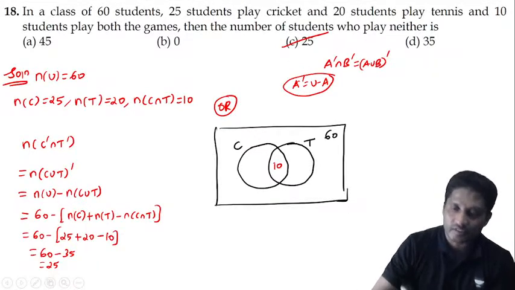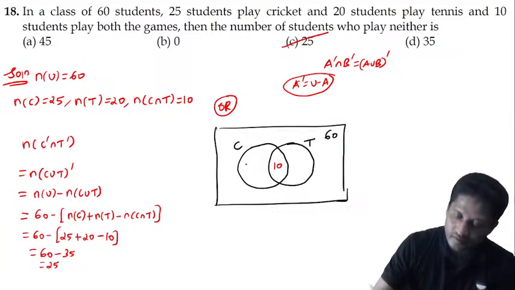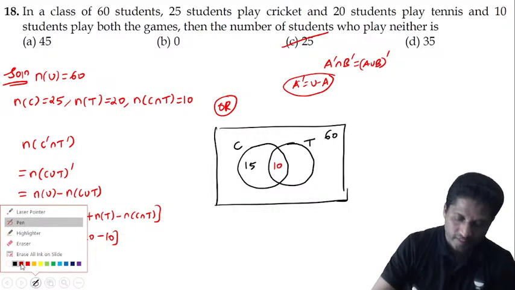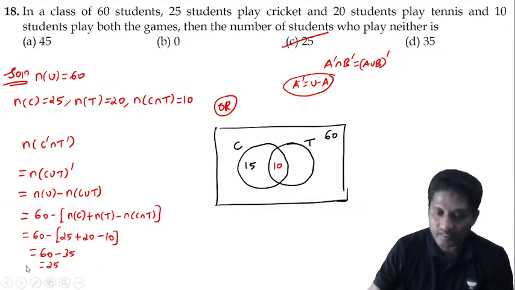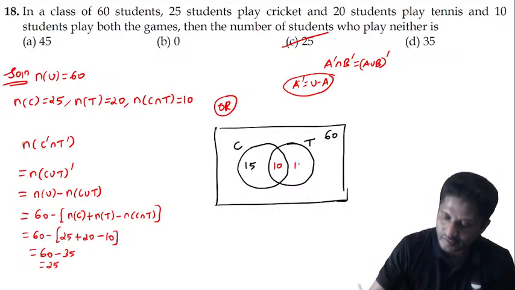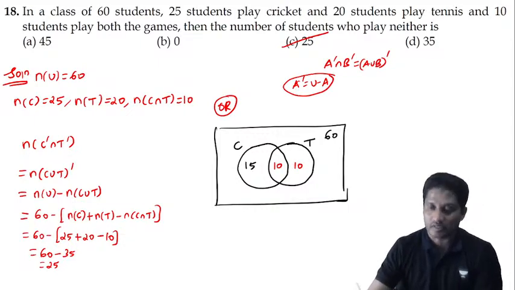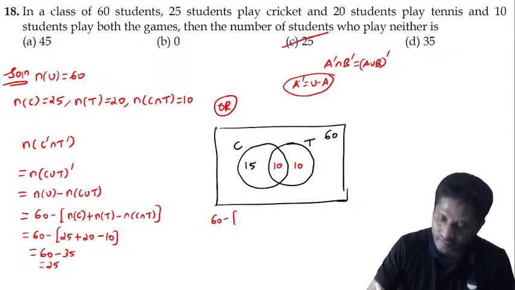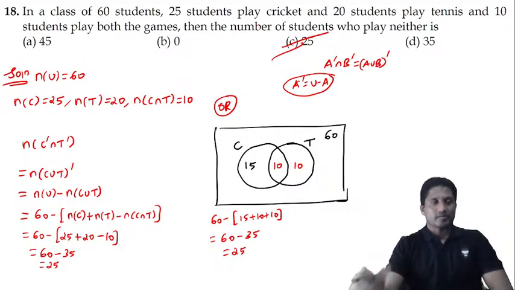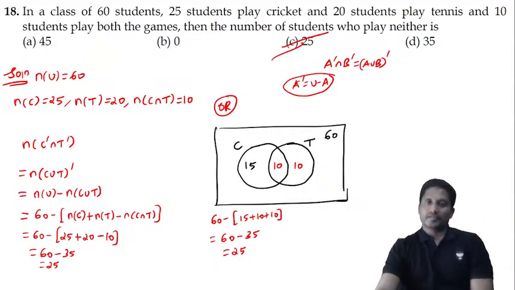Cricket is how much? 25, right? If this is 25, this part is equal to 15. And then tennis: the number of students who play tennis is 20, so this part should be equal to 10. Neither tennis nor cricket is 60 minus all of these added, 15 plus 10 plus 10, which is 60 minus 35, equal to 25. The answer is option B. Either you can solve using the formula or you can solve using the Venn diagram method.